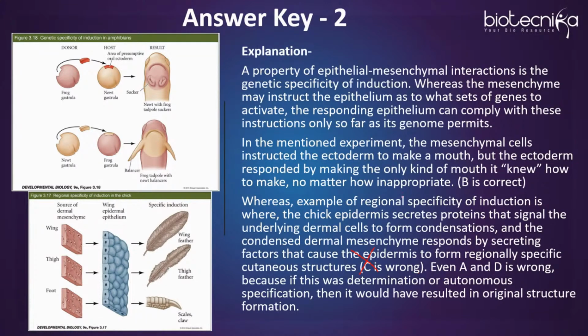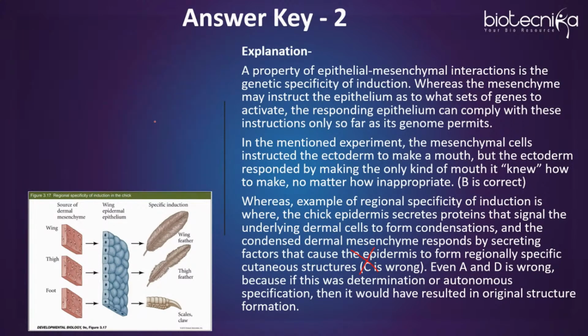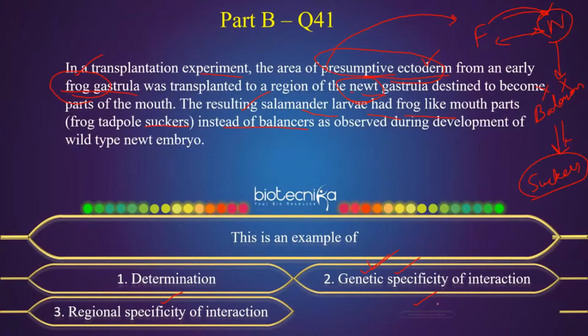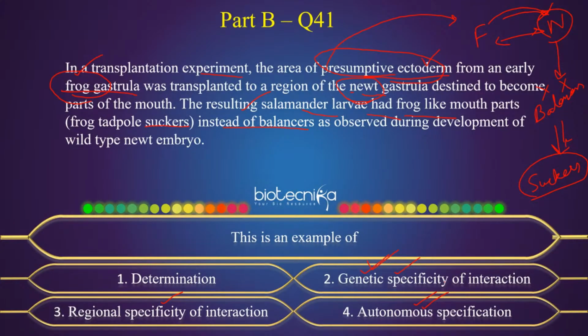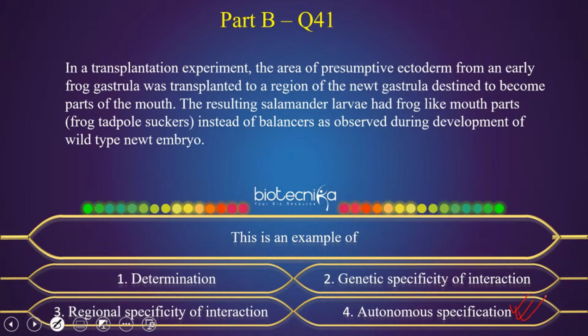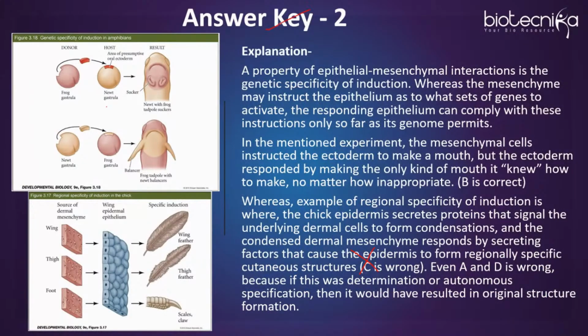And why are A and D wrong? If this was determination or autonomous specification, then whatever specification the cell has got is because of some cytoplasmic factors inside it, and it will always go for that specification. It will not change at all. The same logic applies for determination. A determined cell is at the last stage of specification, where it cannot change its specificity even if it gets any other signal. So they also won't be correct, because we are seeing a change in specification. So the correct answer is option 2.